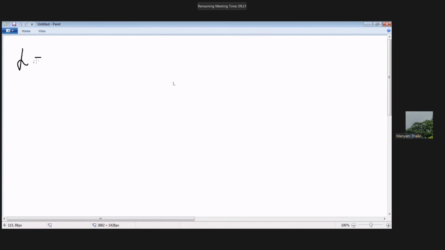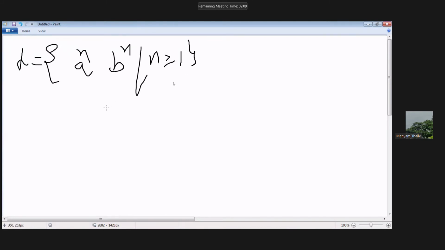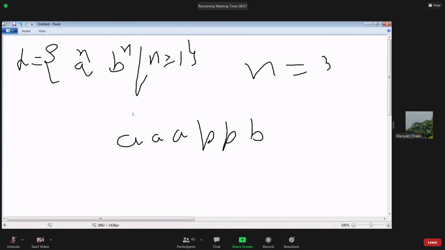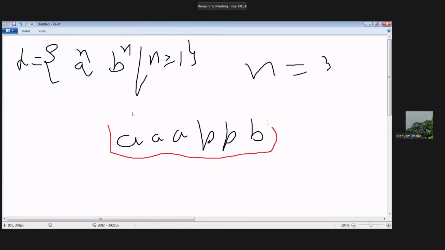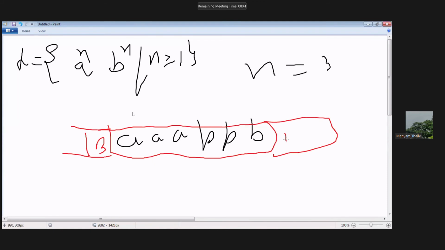So for example, L equal to a power n, b power n, where n is greater than or equal to 1. For example, n equal to 3. What is here? 3 a's, 3 b's. This is the input string placed in the tape, and before and after it we can place the blank symbols. So this is infinity.